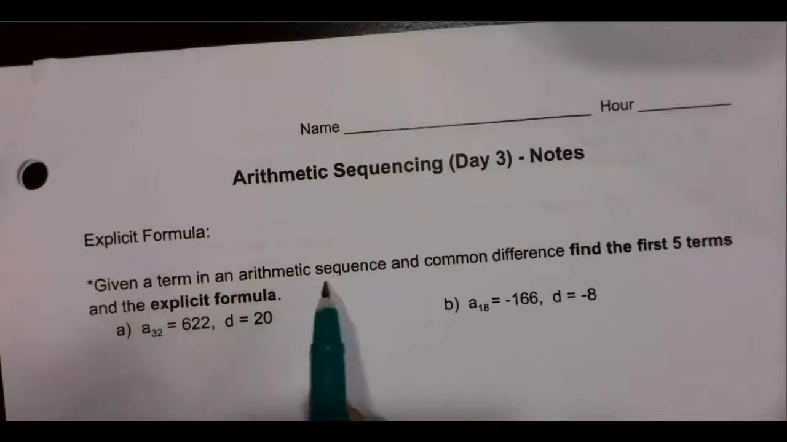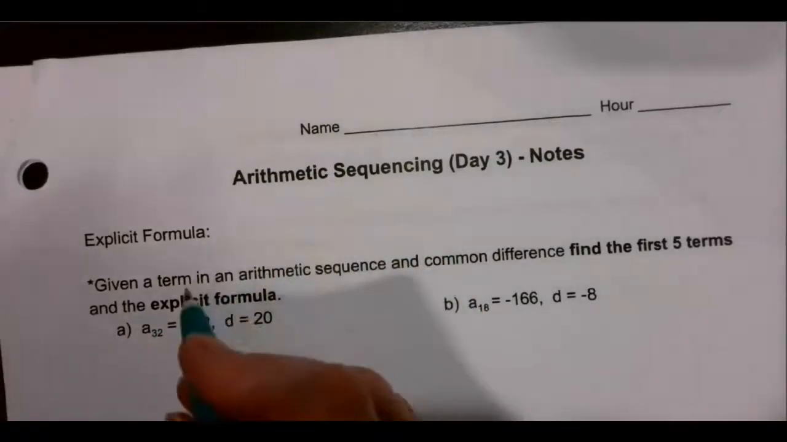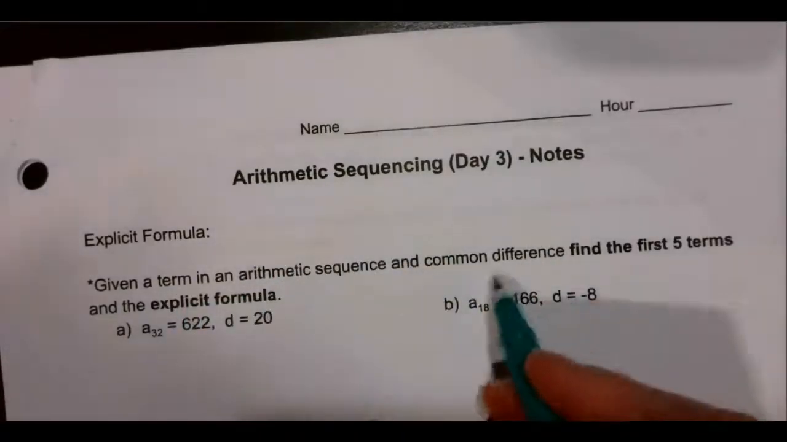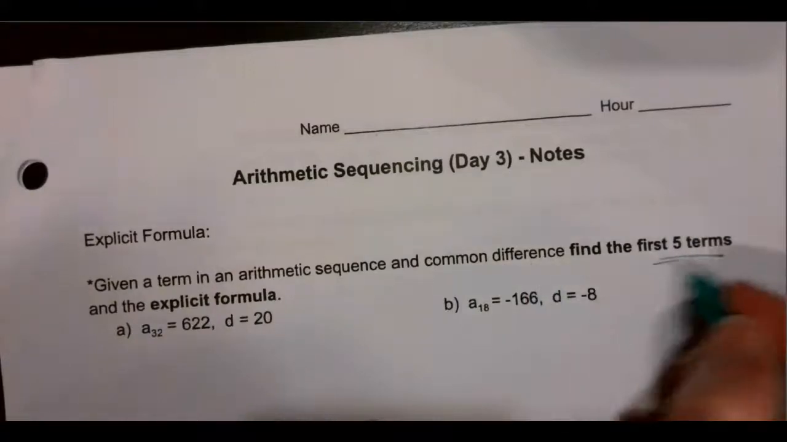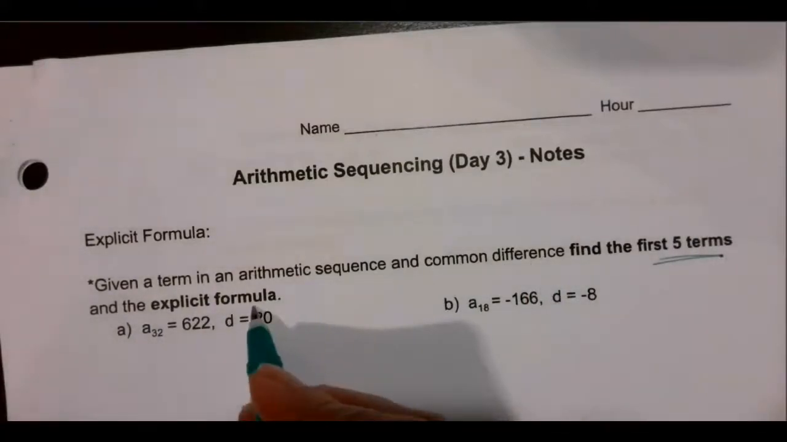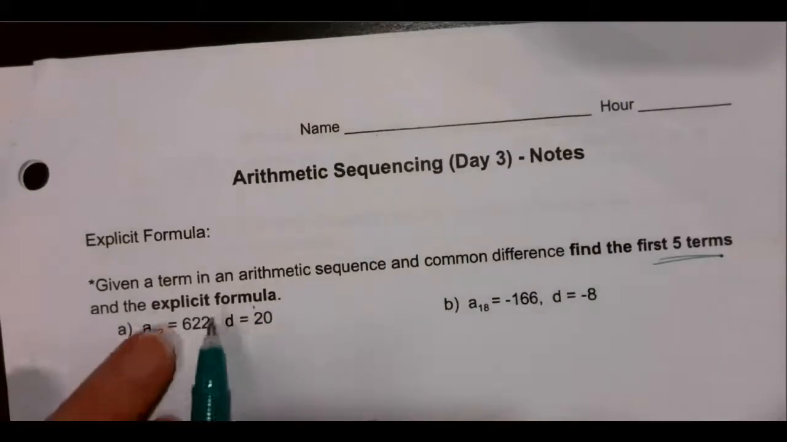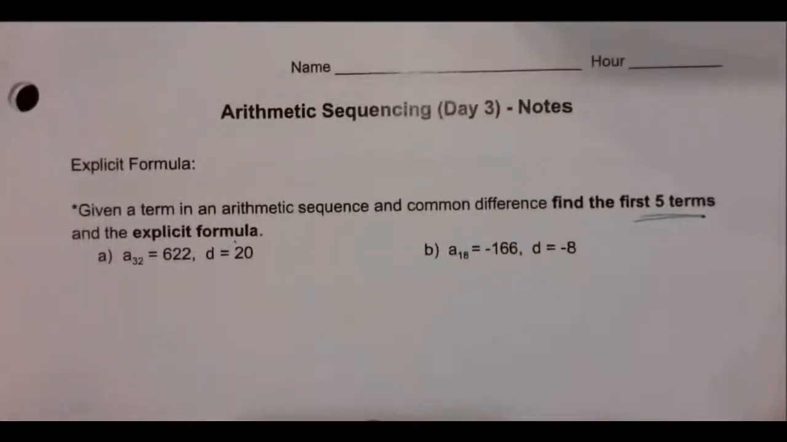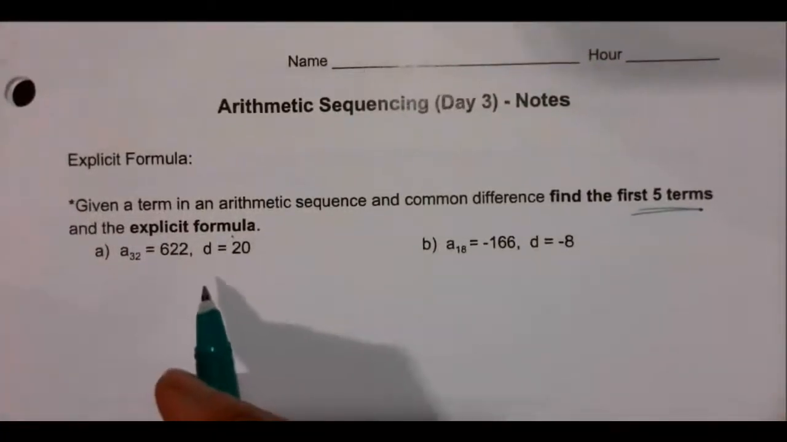Given a term in an arithmetic sequence and the common difference, find the first 5 terms and the explicit formula. Now, it's probably going to be easier to find the explicit formula first and then the first 5 terms. So that's what we're going to be doing right now. We're going to find that explicit formula.